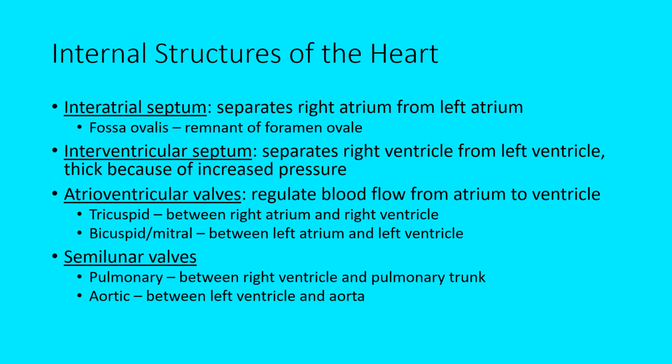The other two valves that we have in the heart are the semilunar valves, and these are going to be between the ventricle and then the artery that is leaving the heart. So you have a pulmonary semilunar valve, that's between the right ventricle and the pulmonary trunk, and then the aortic semilunar valve, which is between the left ventricle and the aorta.